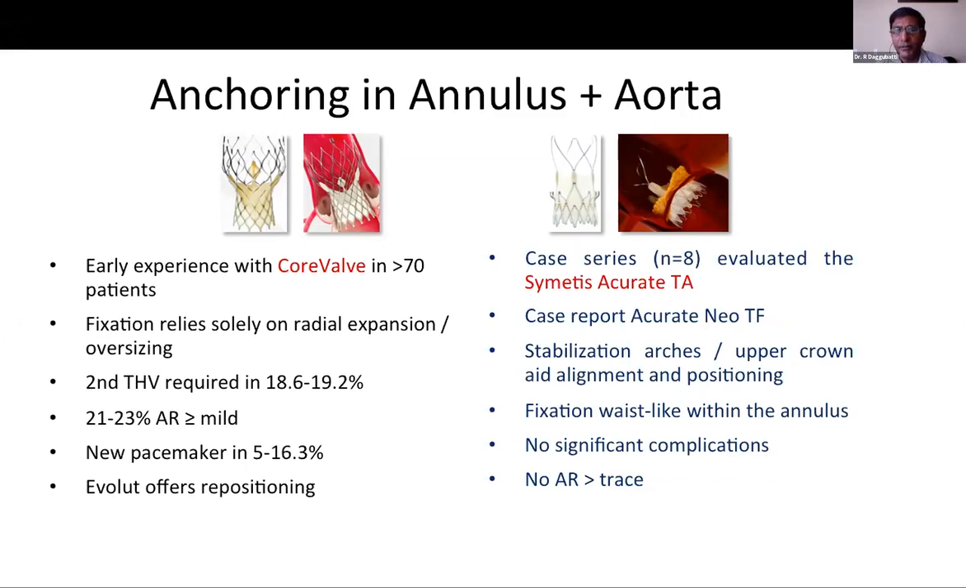Then there is the Symetis Accurate, which is now part of Boston, with a case series of 8 patients. The Accurate transfemoral system was also used in these aortic regurgitation patients. The stabilization arches and upper crown aid alignment and positioning. So there are arches, and these crowns definitely keep the valve from embolizing. The fixation is at the waist, within the annulus, with no significant complications, and the aortic regurgitation is trace at most, if at all.